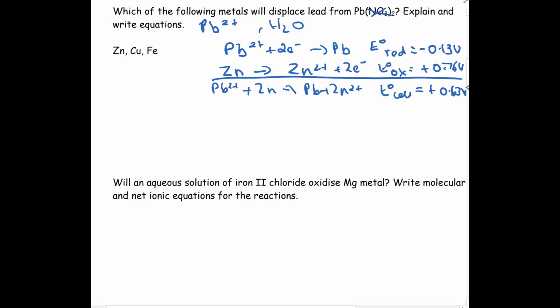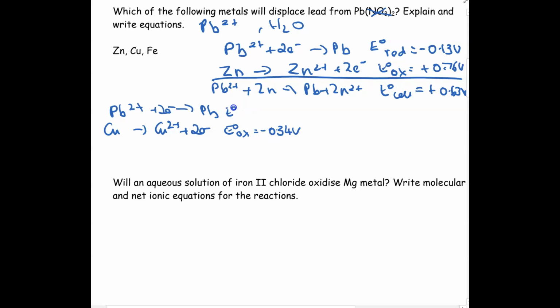Now let's see what will happen with copper. So once again, I've got my lead ions. I've got my left hand finger on the lead ions, goes to lead, and using my right hand finger, I go all the way up until I find copper, and the copper goes to copper 2 plus 2 electrons. Its E0 for oxidation is equal to negative 0.34 volts.